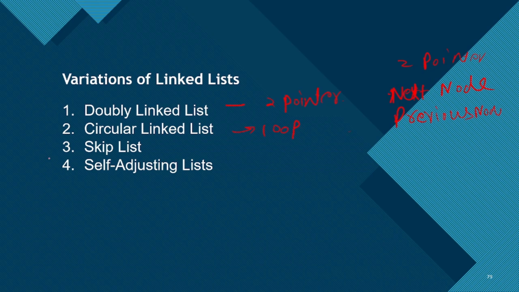And the next one is the skip list. It is a variation where multiple levels of linked lists allow fast searching, similar to a balanced binary search tree. It is used in databases and caching systems like Redis. Everyone knows that. Redis is an example.